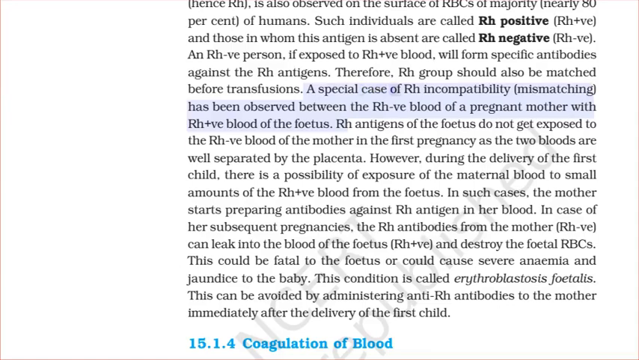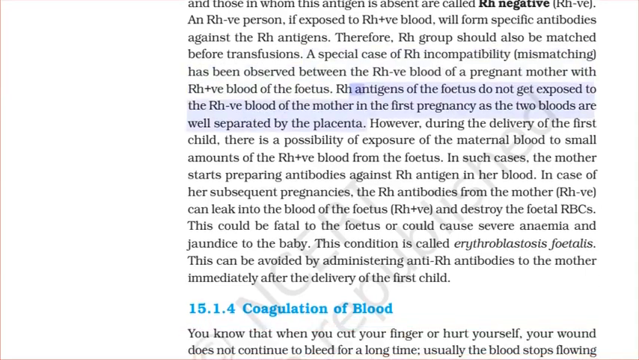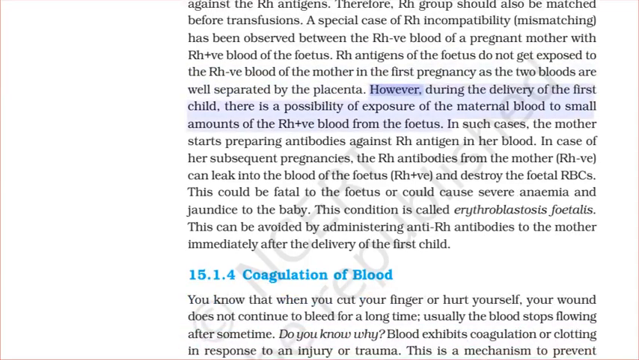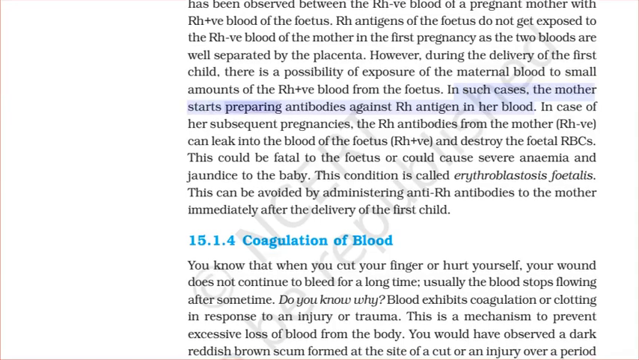A special case of Rh incompatibility (mismatching) has been observed between the Rh absent blood of a pregnant mother and the Rh present blood of the fetus. Rh antigens of the fetus do not get exposed to the Rh absent blood of the mother in the first pregnancy, as the two bloods are well separated by the placenta. However, during the delivery of the first child, there is a possibility of exposure of the maternal blood to small amounts of the Rh present blood from the fetus. In such cases, the mother starts preparing antibodies against Rh antigen in her blood.